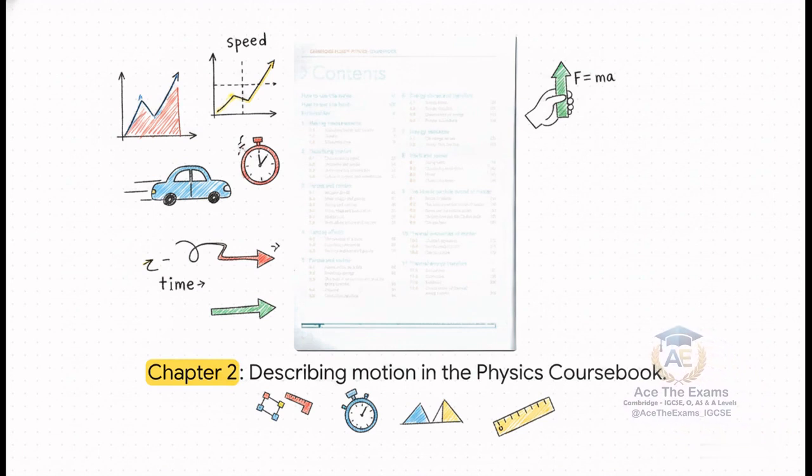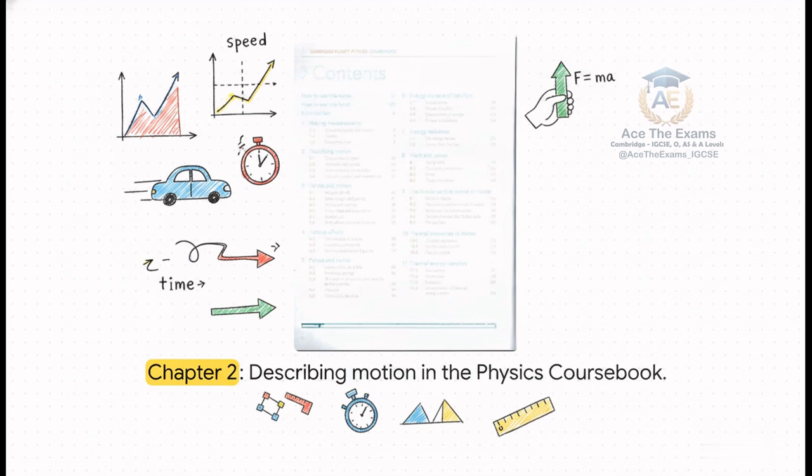But here's the crazy part. Examiner reports show that over 60% of lost marks in this specific section aren't from bad math. They're from failing to translate those textbook concepts into real measured data. You aren't just being tested on formulas here. You're being tested on how well you connect those formulas to reality.